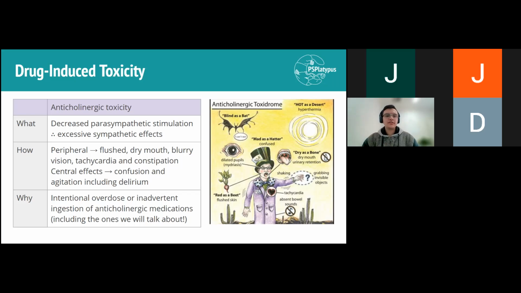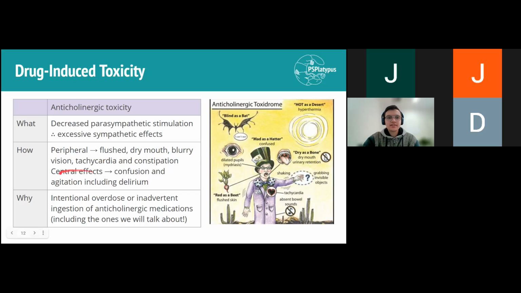For peripheral effects, your face will be flushed, so you'll have a really red face. There are some nice phrases here to remember these. Red as a beet, so that's flushed skin. You've got dry mouth, so dry as a bone. You've got blurry vision, so blind as a bat. Tachycardia and constipation are quite easy to remember based off the SNS effects.